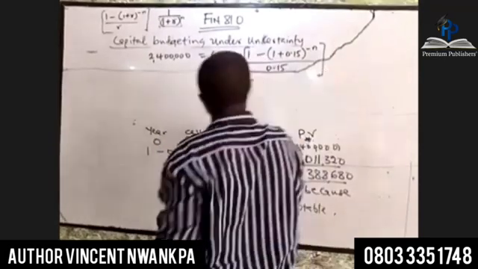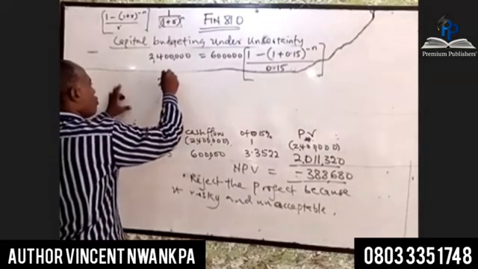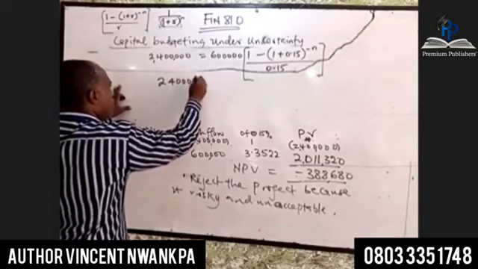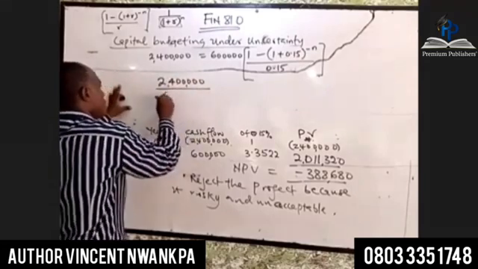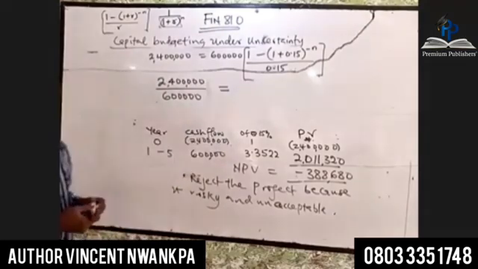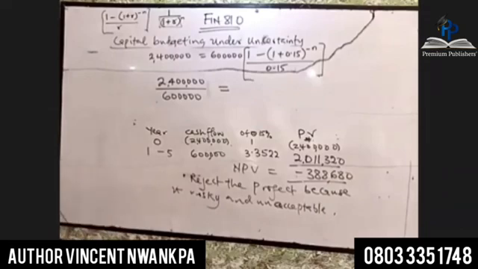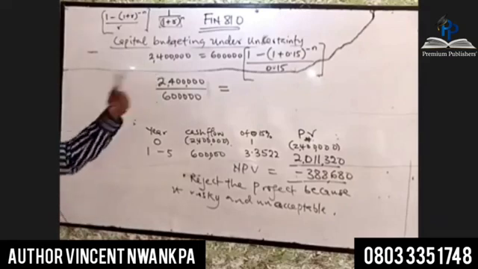What are we looking for now? n. And I've taught you how to look for n sometime. So in simple logic, 2,400,000 divided by what? 600,000. We want to find out how many years this project will pay back. It has failed to pay back in 5 years, but we want to know how many, because the question could say, how many years will this project pay back? And this is the formula to use.